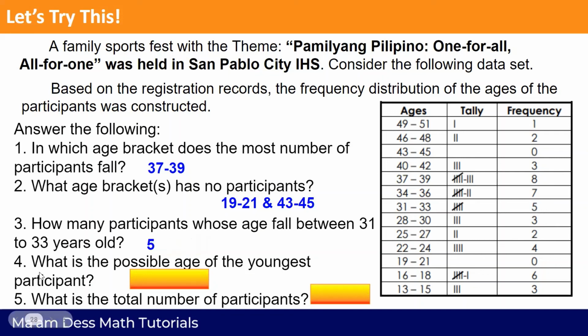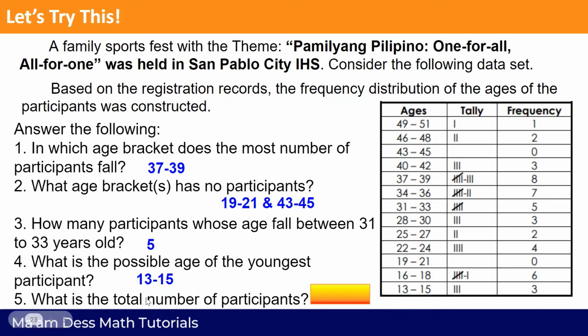Ayan. Next, what is the possible age of the youngest participant? Ano kaya daw yung possible age ng youngest. Okay, so we have 13 to 15. Kasi nga po, yun yung may pinakamababa dito sa class interval, di ba? So, yun yung age bracket na 13 to 15. Sila yung possible youngest participant.